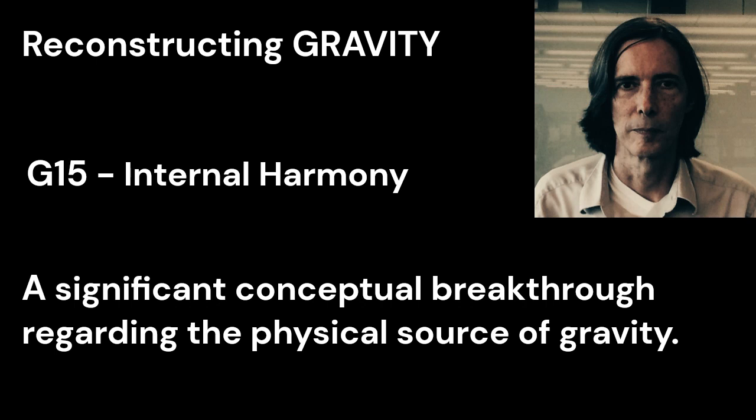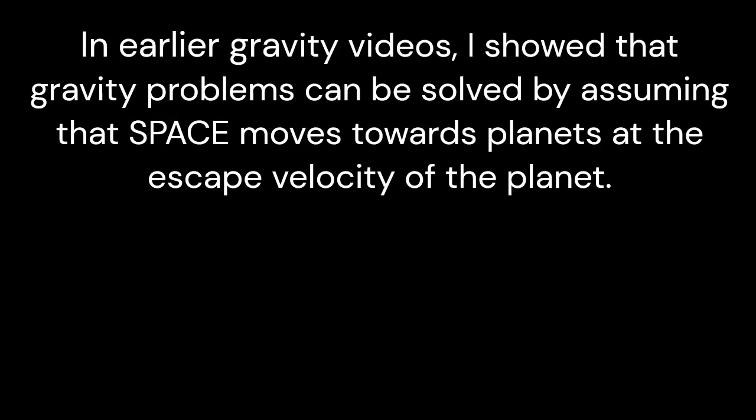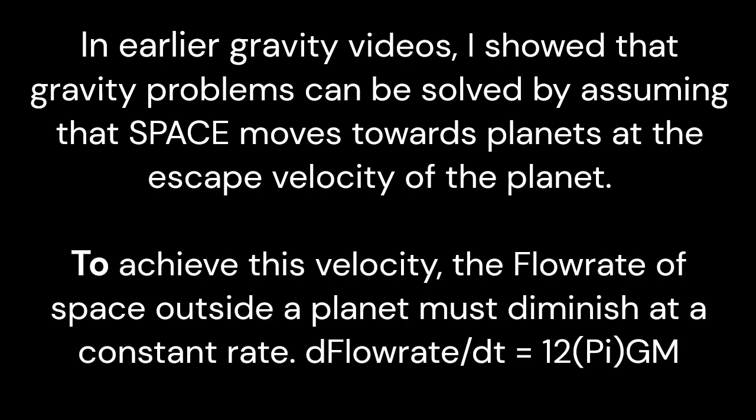In this video, I'm going to present a significant conceptual breakthrough regarding the physical source of gravity. In earlier gravity videos, I showed that a variety of gravity problems can be solved by assuming that space moves towards planets at the escape velocity of the planet, and that to achieve this velocity of space, the flow rate of space outside a planet must diminish at a constant rate. dFlowRate/dt equals 12 pi GM, where M is the mass of the planet.